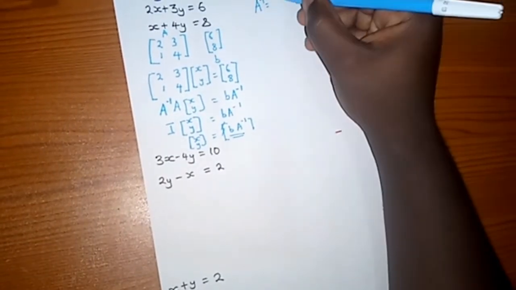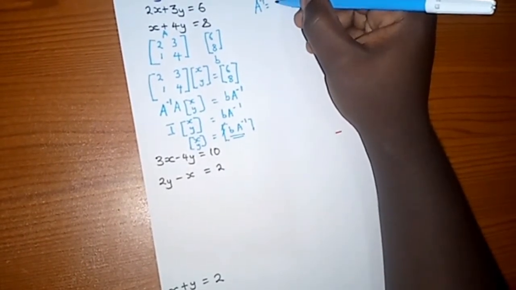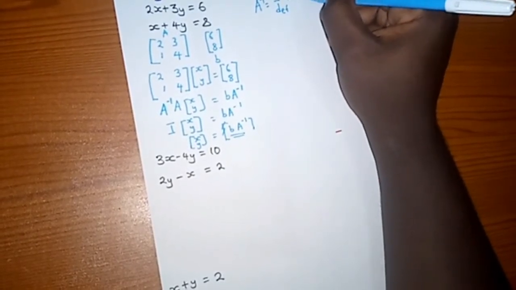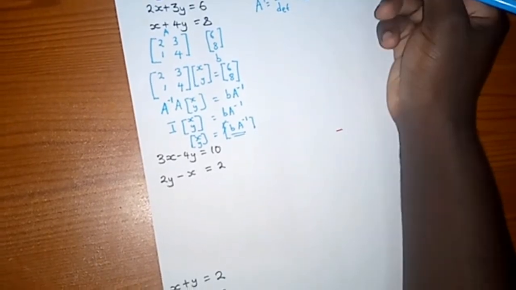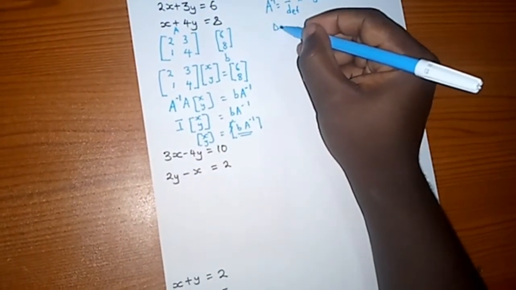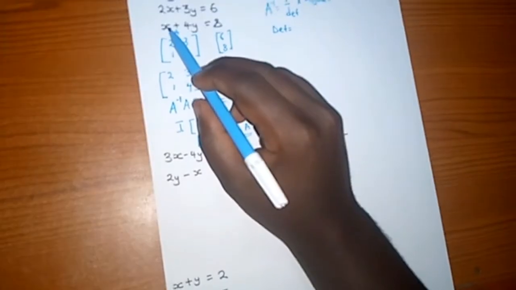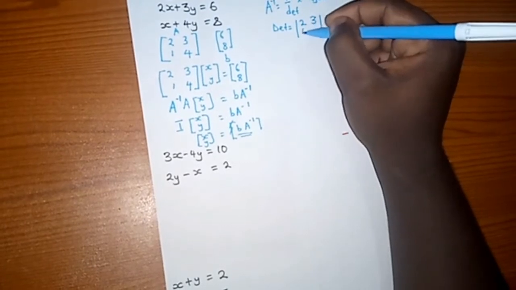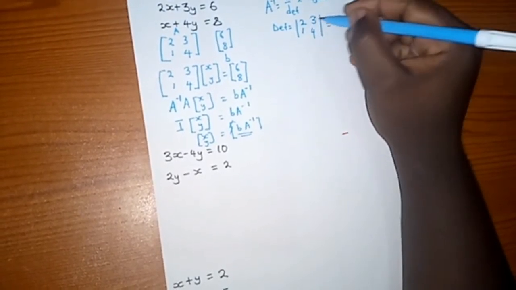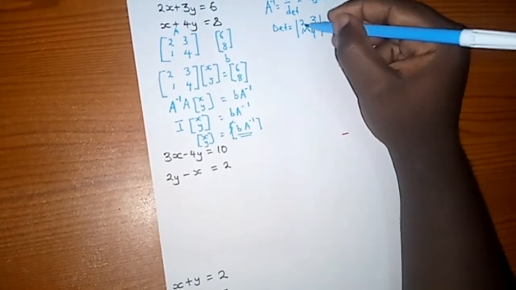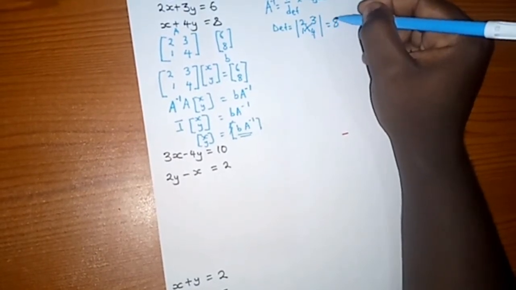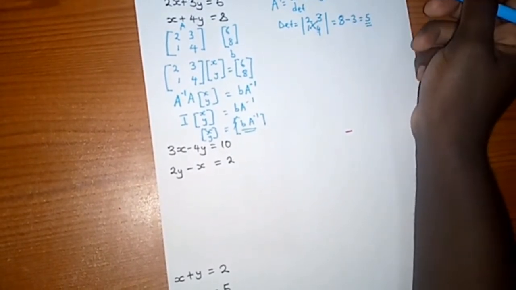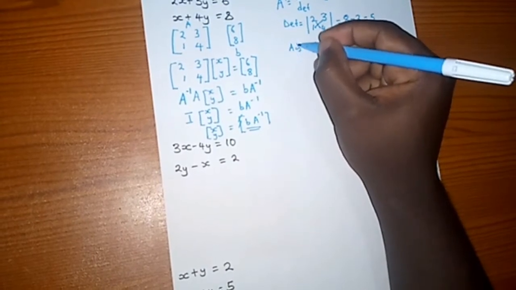The inverse of A is similar to saying 1 out of the determinant times the adjoint. So I'm going to get the determinant of that matrix. The determinant of this matrix 2, 1, 3, 4 is 2 times 4, which is 8, minus 1 times 3, which is 3. Determinant is 5. Then also get the adjoint.